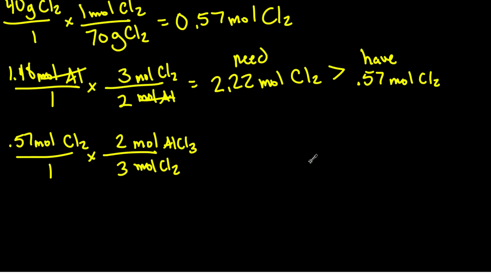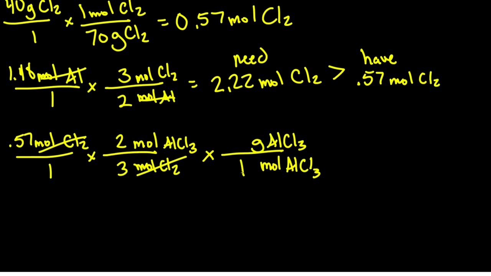But we don't want to stop there. We need to change it to grams. Once we got moles, we got to change it to grams. Right now, these moles of chlorine are canceling out, leaving us with moles of aluminum chloride. But we need grams of aluminum chloride, so we want to set up an extra step. Since moles of aluminum chloride is on top, moles of aluminum chloride will go on bottom. I'm changing it to grams of aluminum chloride. So 1 mole of aluminum chloride is equal to how many grams?